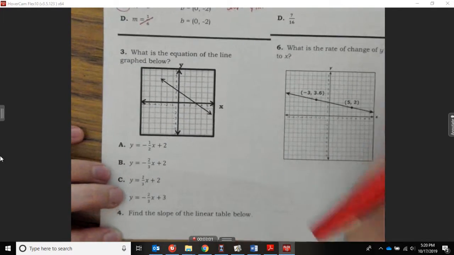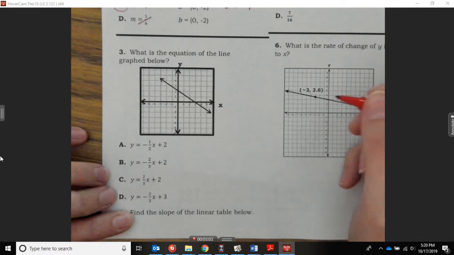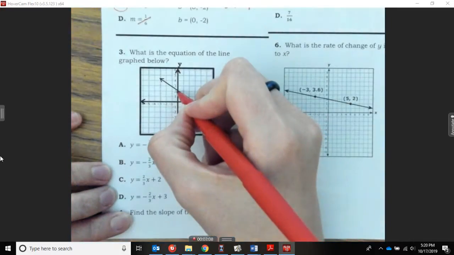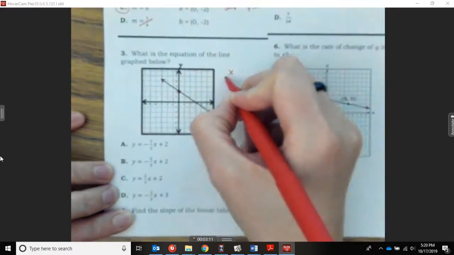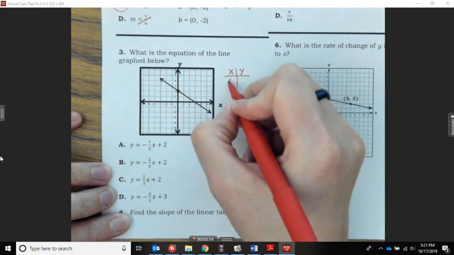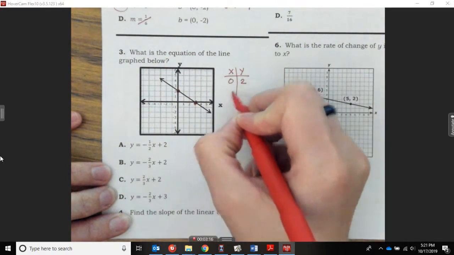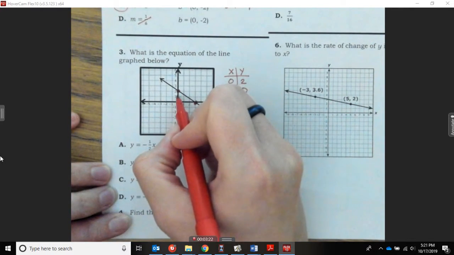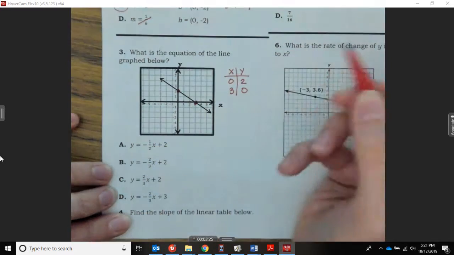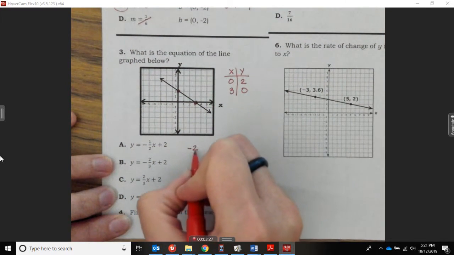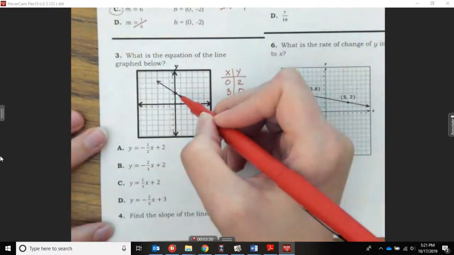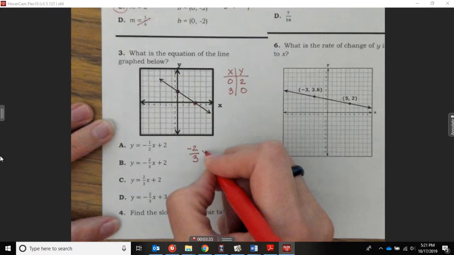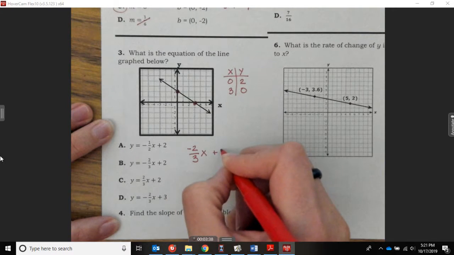Number 3, what is the equation of the line graph below? So a couple things. One is, again, you could have made a list. Here's your points, X and Y. I have 0, 2, and then I have 3, 0. Or you could have counted fall 2, run 1, 2, 3. Okay, so my slope was negative 2 over 3. And then my y-intercept is positive 2. So my equation is negative 2 over 3x plus 2.